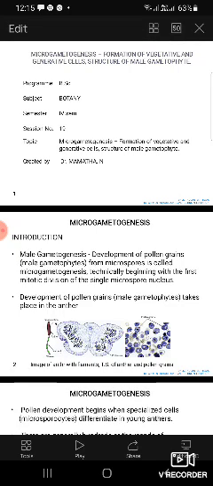Microgametogenesis. Male gametogenesis is the development of pollen grains, that is, a male gametophyte from microspores, technically beginning with the first mitotic division of a single microspore nucleus. The development of pollen grains takes place in the anther.